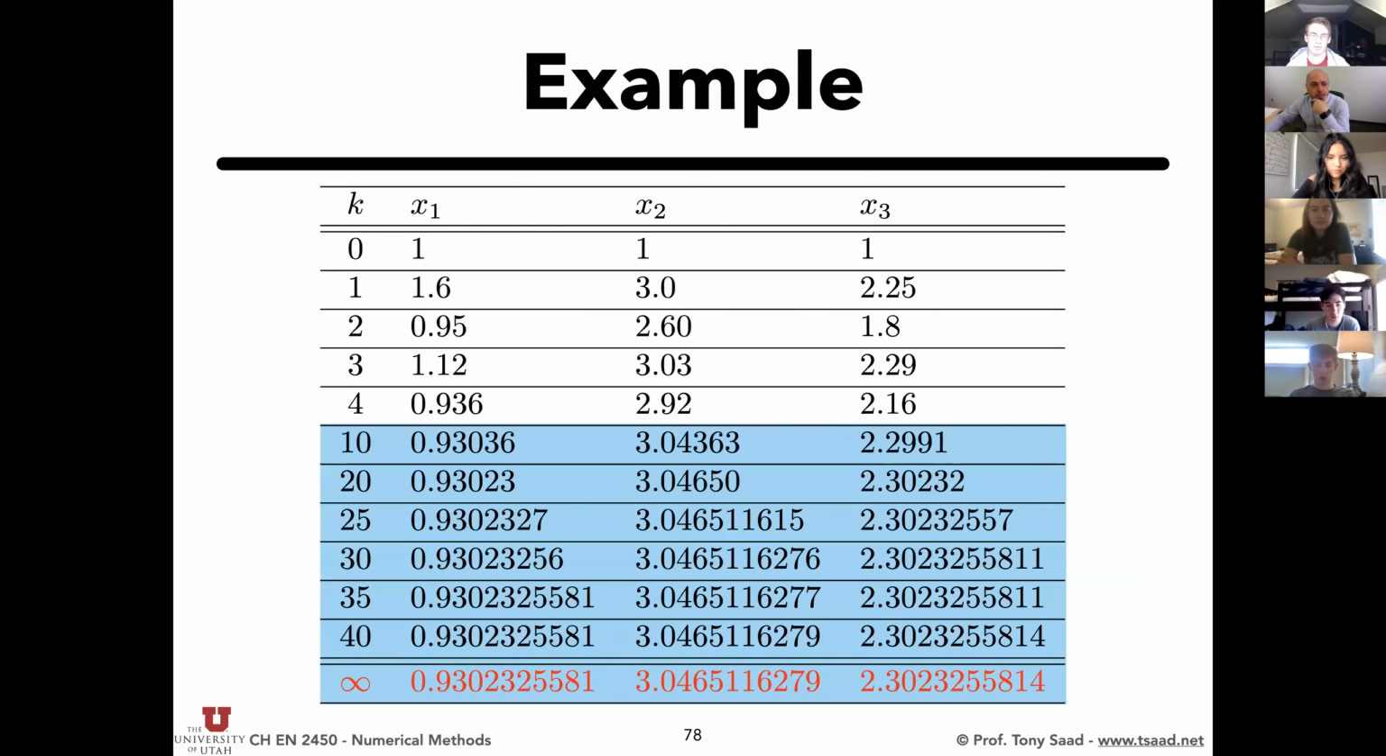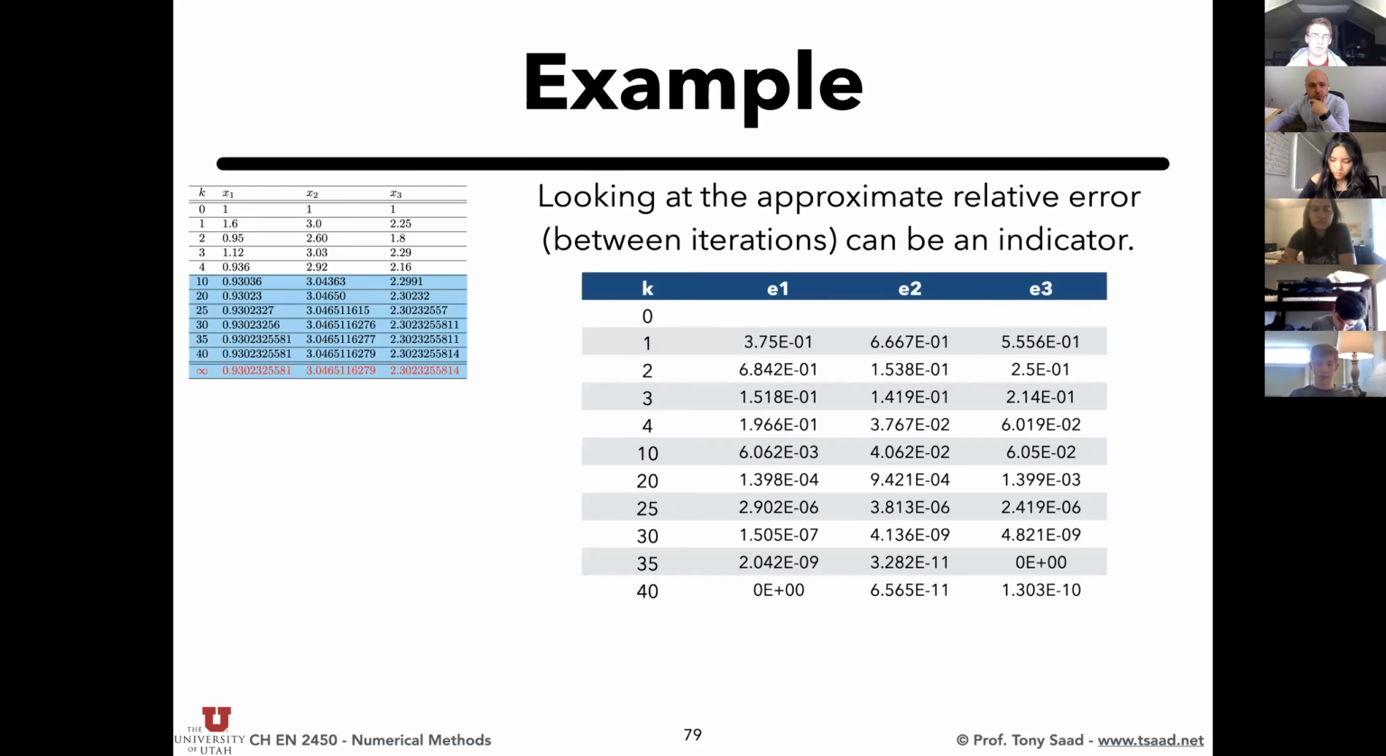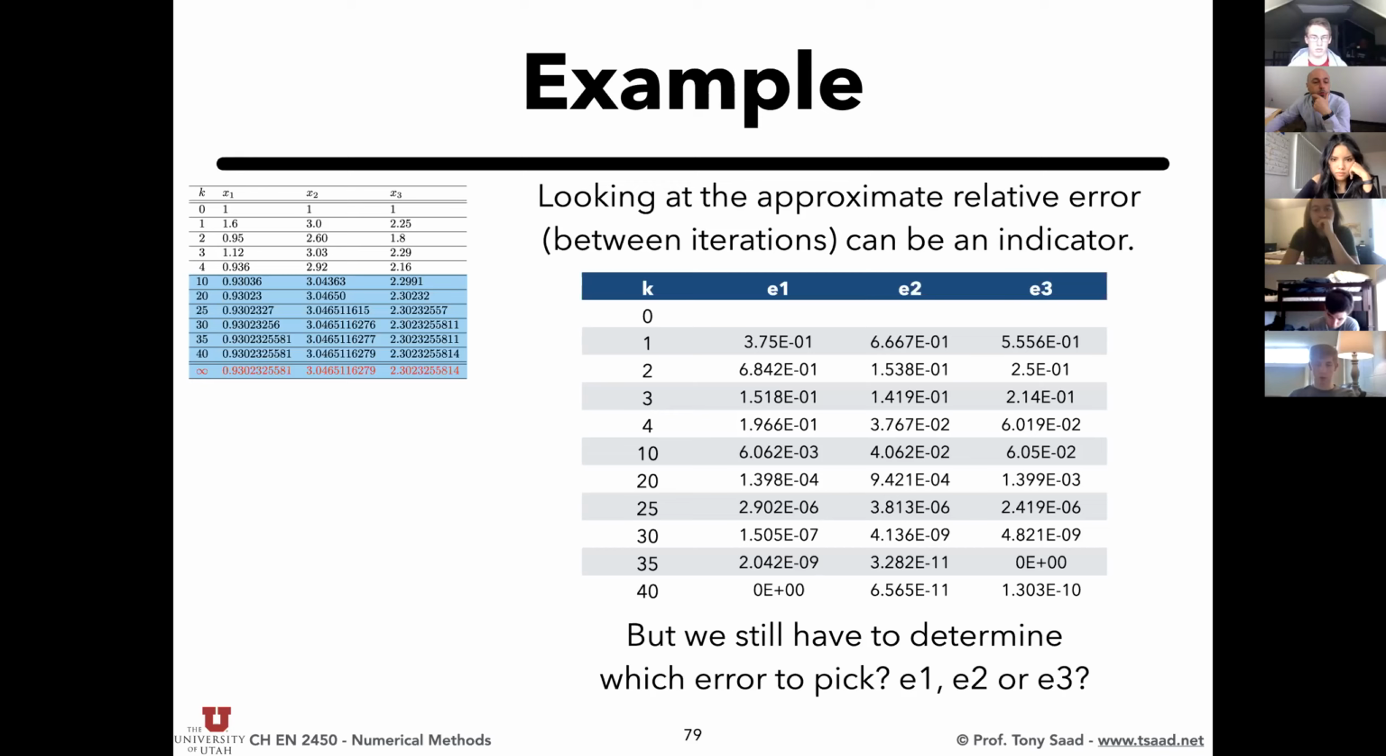Okay, so let me show you this. Just like Sammy said, if we look at the relative approximate error between iterations, what do we get? This is specifically for this case. As you start reaching iteration, let's say 30 over here, your relative approximate error is 10 to the minus 7, 10 to the minus 9, and 10 to the minus 9. For each one of those solutions, you have a different error, correct? So then which one, that was the second question, which one should we choose to say stop?